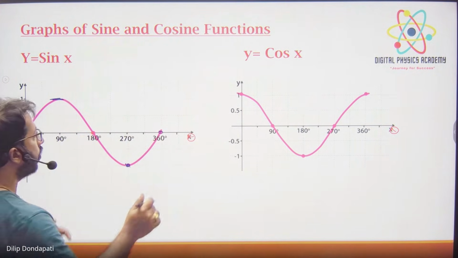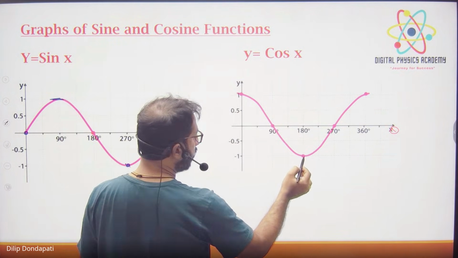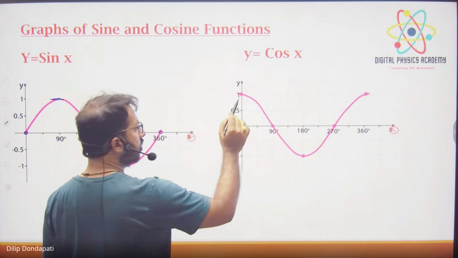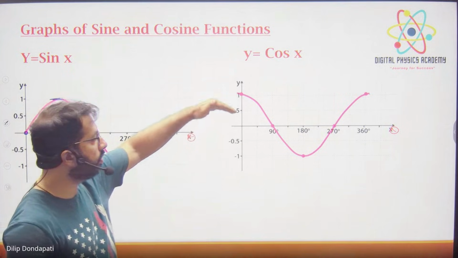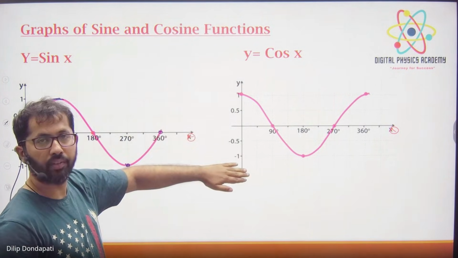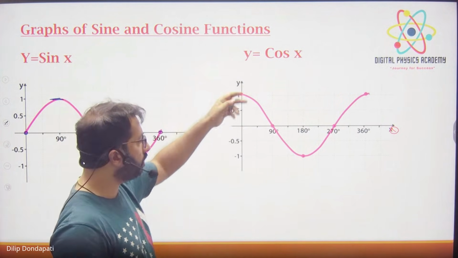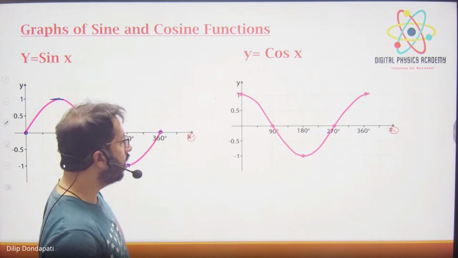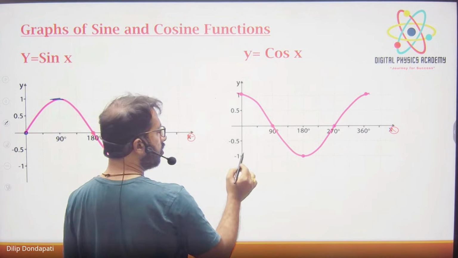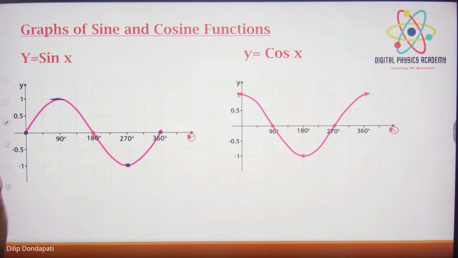Okay. Now, the cos graph. Cos 0 is 1. Cos 90 is 0. Cos 180 is -1. Cos 270 is 0. And here, cos 360 is 1. That means the cos graph always starts from 1. It will start either above or below. And if it is minus cos, it will come upside down, from below. The maximum value of cos is also 1, and the minimum value is -1. So draw the sin and cos graphs.